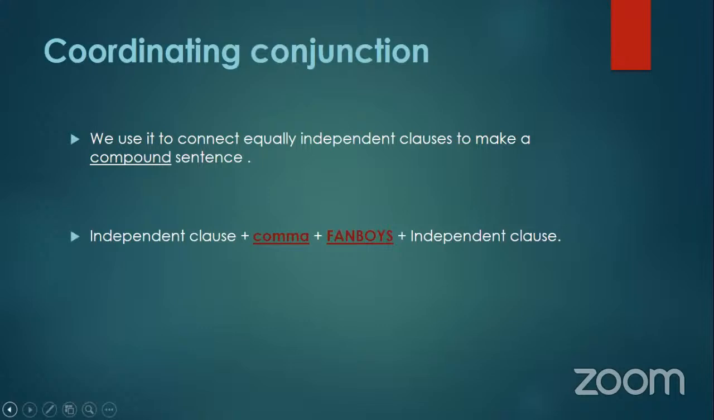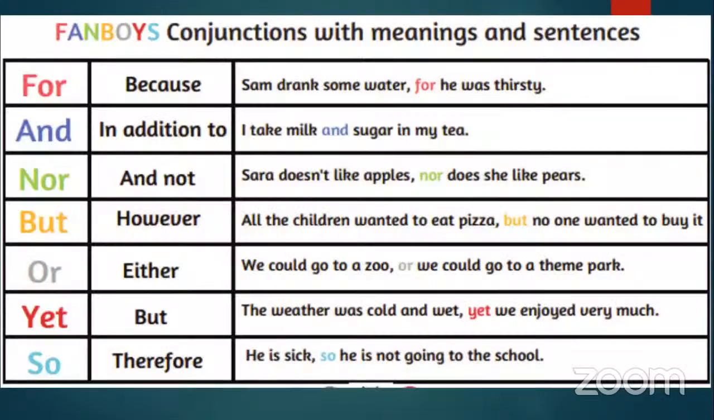We use this formula, as you can see here. We put the first independent clause. We have to use a comma between the two clauses, and then we use one of the FANBOYS, and then we put the second one. So it's very important to put a comma in between them. So what are those FANBOYS? They are these words: for, and, nor, but, or, yet, and so. So you can easily remember them by remembering the word FANBOYS.